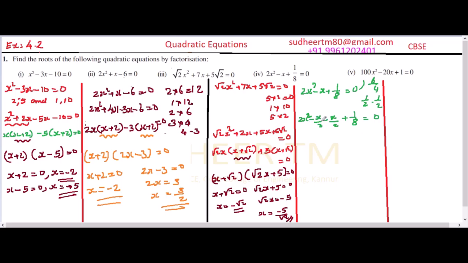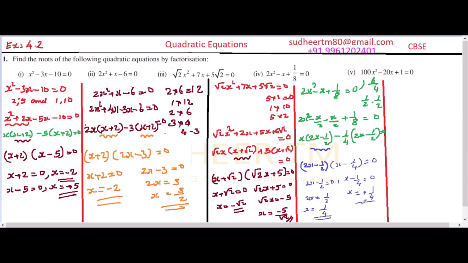Now here x is common, so x into what is remaining here, 2x minus 1 by 2. Here also let's take 1 by 4 common with minus outside, then what is remaining here, 2x, so that 2x into 1 by 4 is x by 2, and plus becomes minus because we took minus outside, remaining is 1 by 2, which is equal to 0. Now 2x minus 1 by 2 is common, let's take it out, 2x minus 1 by 2 into x minus 1 by 4 is equal to 0. Now 2x minus 1 by 2 is equal to 0, 2x is equal to 1 by 2, x equal to 1 by 4, this is one of the solutions. Second one, x minus 1 by 4 is equal to 0, x is equal to plus 1 by 4 is the second solution.